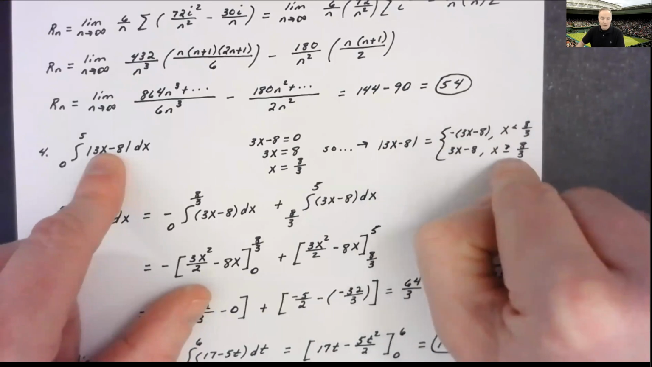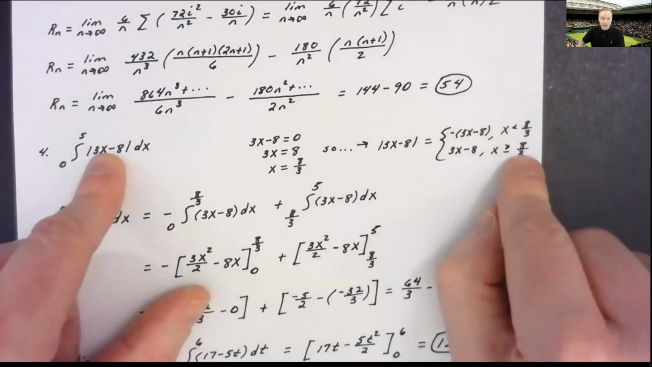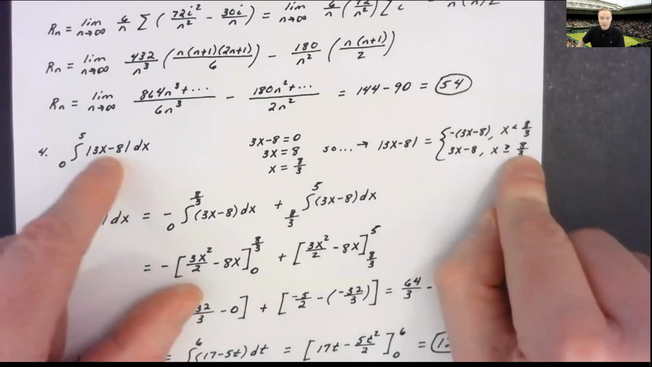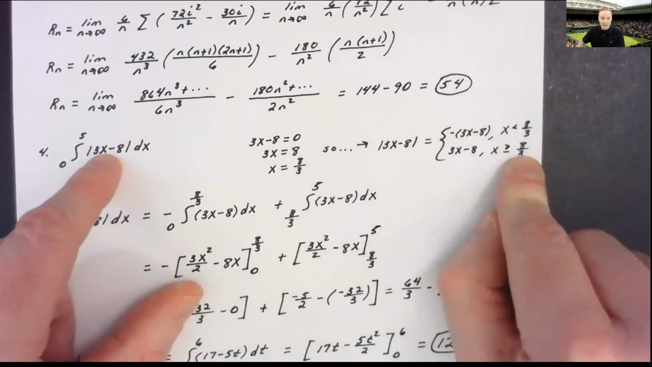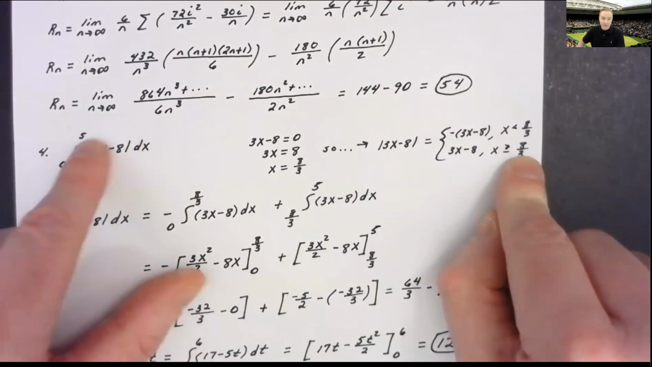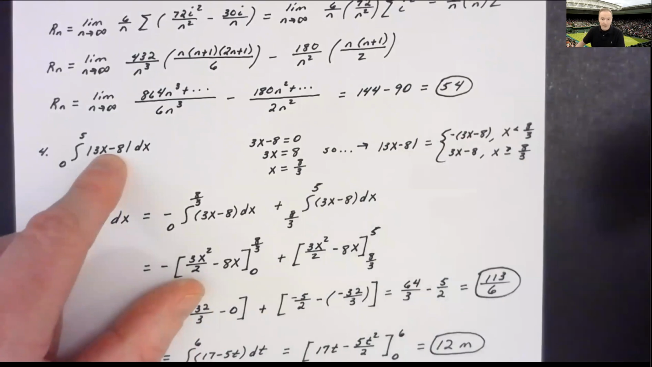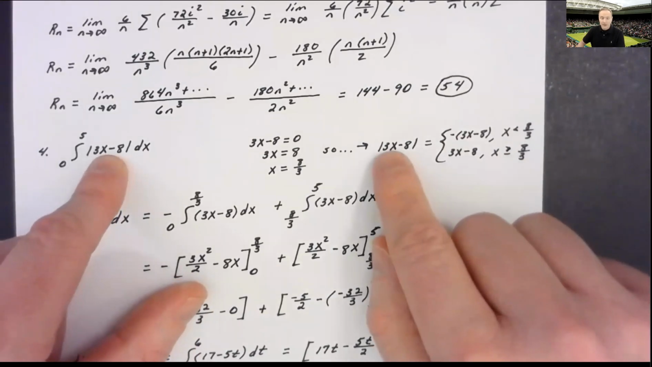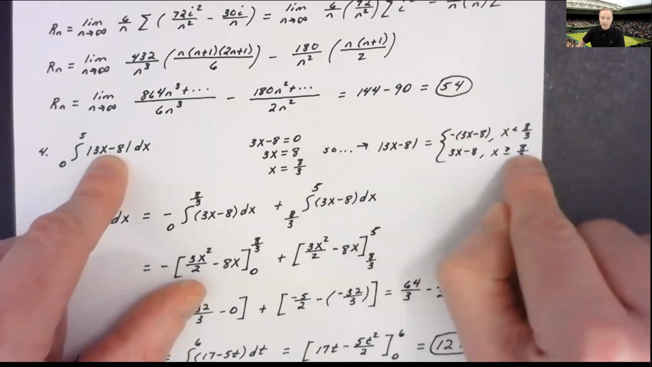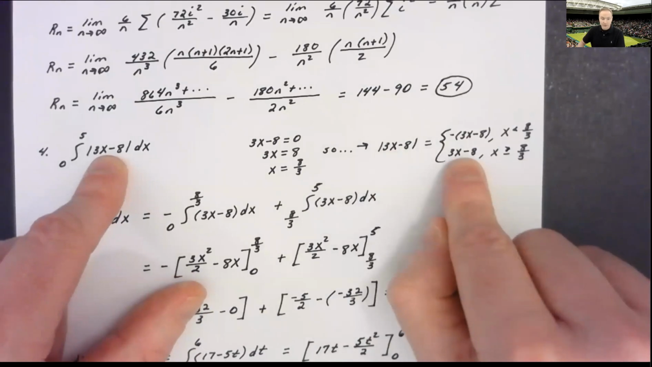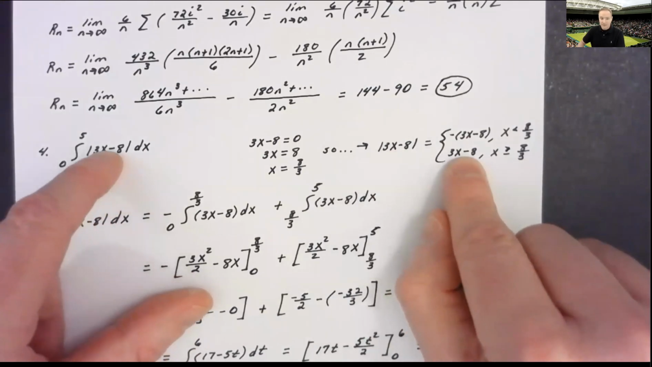But for any value greater than or equal to 8/3, at 8/3 what's inside would be 0, and the absolute value would do nothing. Anything to the right of 8/3, your 3x minus 8 is going to be positive, and your absolute value, again, is not going to do anything. So I can say for any value greater than or equal to 8/3, the absolute value of 3x minus 8 is just 3x minus 8.